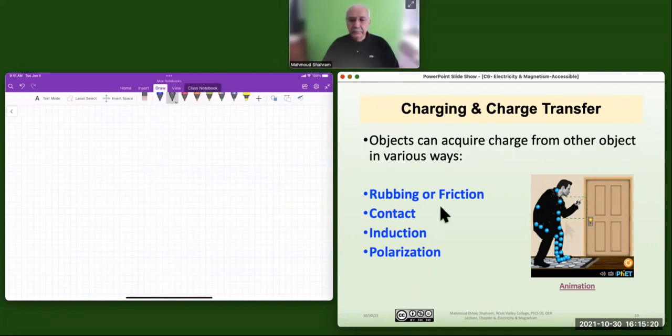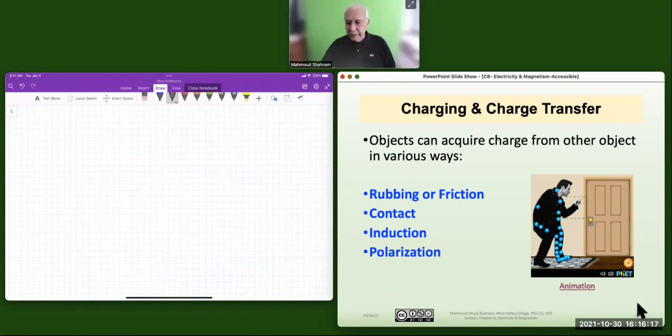As you can see, there are 4 mechanisms for transferring charge. One is by just rubbing or friction. The other one is that by just making contact, you can transfer the excess charge from one object to the other one. Or by induction, you don't have to touch an object that is charged. As long as one object is charged, you can bring that near another object and you would induce charges in that other object. Or by polarization. And we'll see examples of all of that.